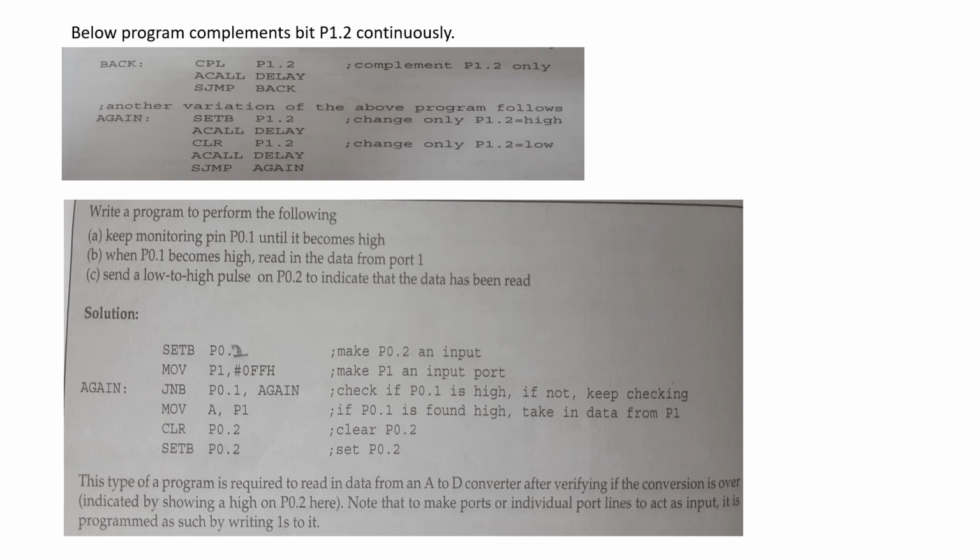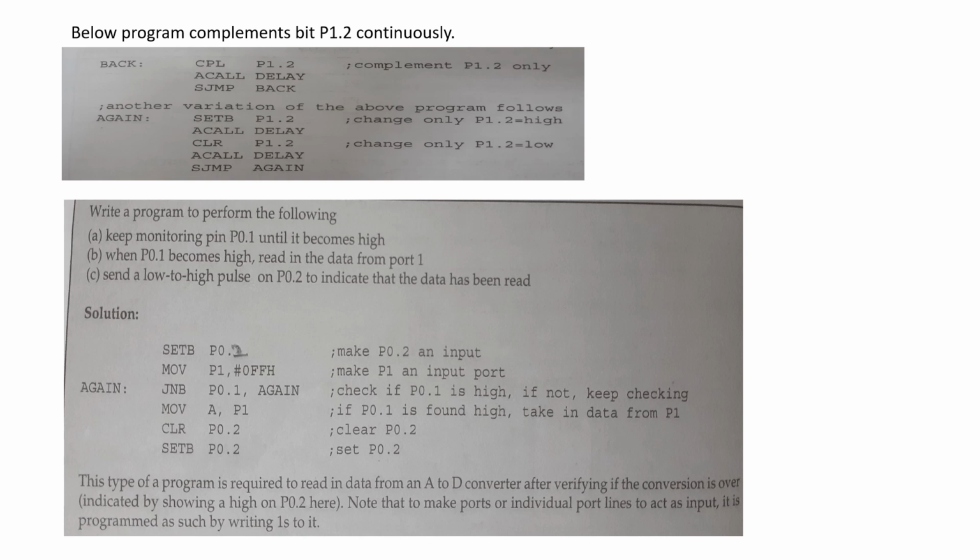P0.1 is an input pin, getting some data from outside until P0.1 becomes high. We are repeating this loop again: JNB P0.1 again. This loop repeats until P0.1 becomes high. When P0.1 becomes high, it jumps to the next line, that is MOV A, P1.